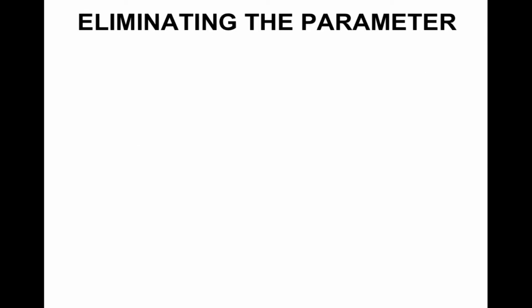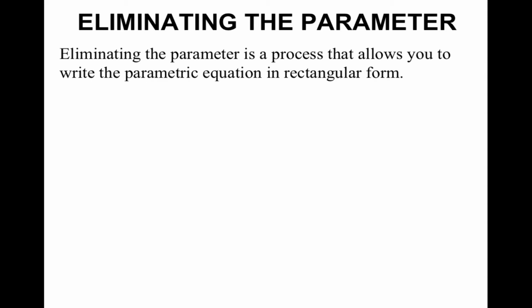All right, so let's look at eliminating the parameter. Eliminating the parameter is a process that allows you to write the parametric equation in rectangular form. So going from functions in terms of t to our typical single function in terms of y equals f of x.